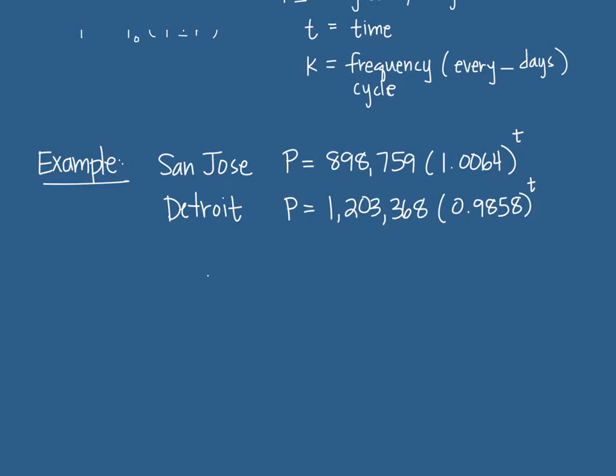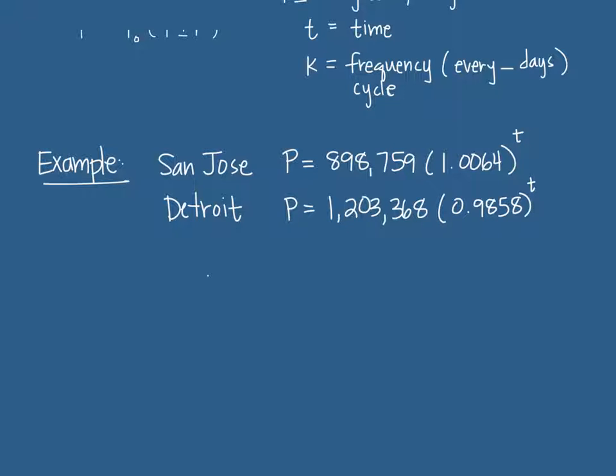I literally could ask you to write me a paragraph story about San Jose or Detroit just from those equations. I could say, what can you tell me about San Jose and Detroit just by looking at those two equations and how they're set up? You should be able to tell me a little bit of a narrative about these two different cities. Somebody tell me something you can tell by looking at those equations. Ben.